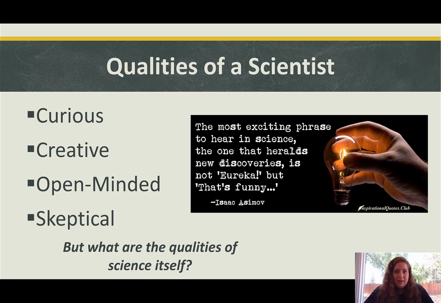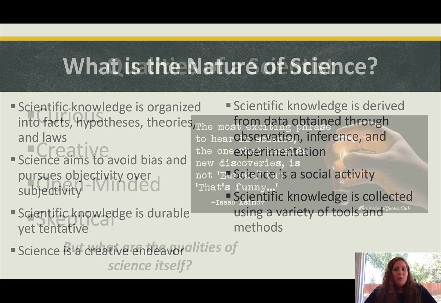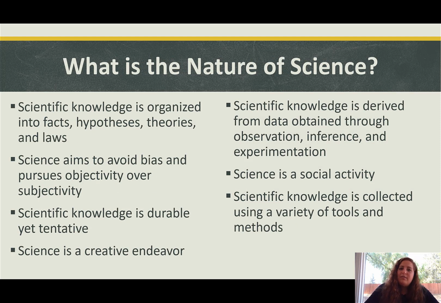But what are the qualities of science itself? So we call this the nature of science, aspects of science's nature. Scientific knowledge is organized into facts, hypotheses, theories, and laws. That's a big one, and we're going to discuss that more in the next couple slides. Science aims to avoid bias. We will also discuss bias a lot throughout the year. And its goal is to pursue objectivity over subjectivity. I want evidence versus opinion and feeling. Scientific knowledge is durable yet tentative. This one is kind of confusing, and we'll go over that more in one of the later slides.